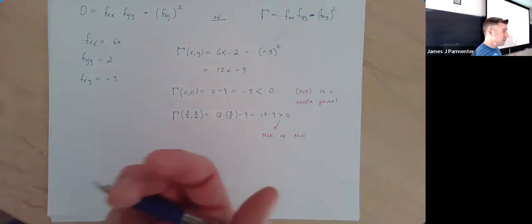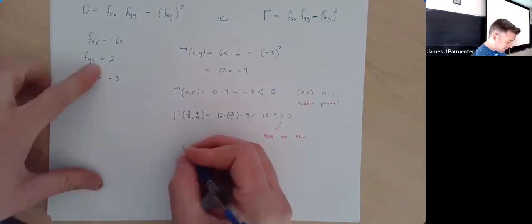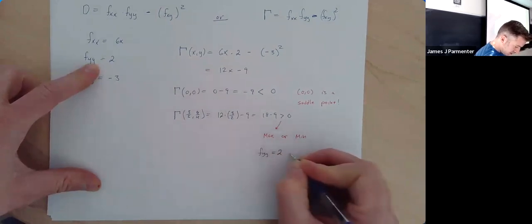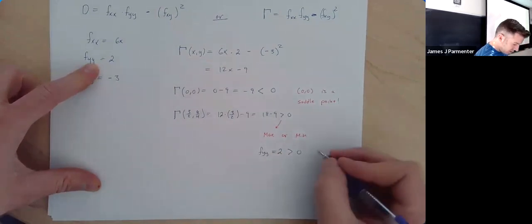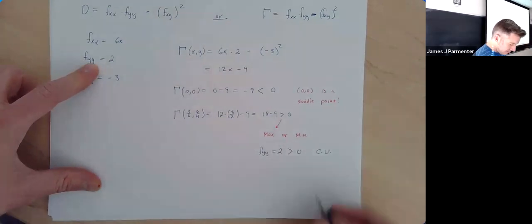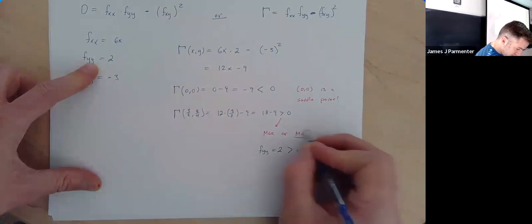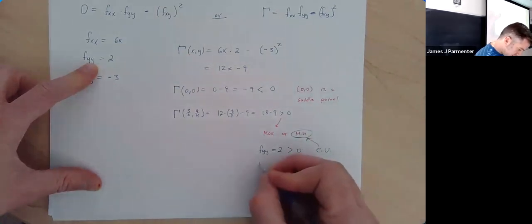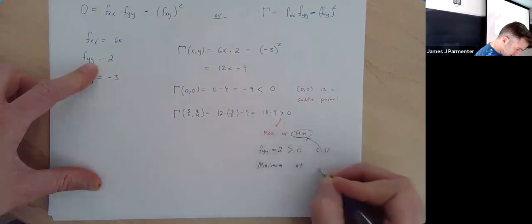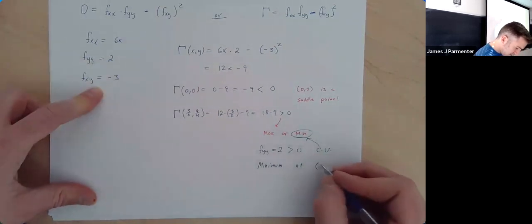was positive or negative. So looking at fyy, we see that fyy is 2, which is positive, which means we're concave up, which means we have a minimum. So a minimum at the point 3 halves comma 9/4.